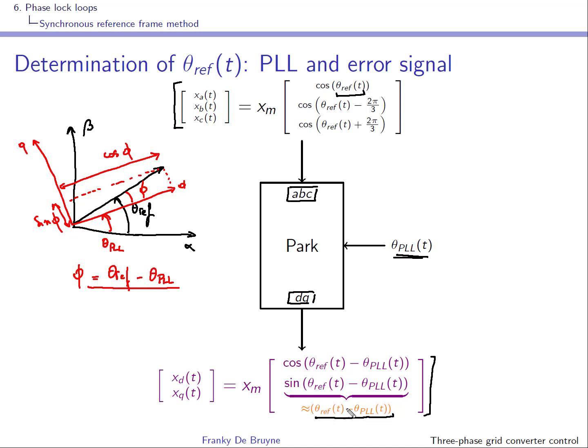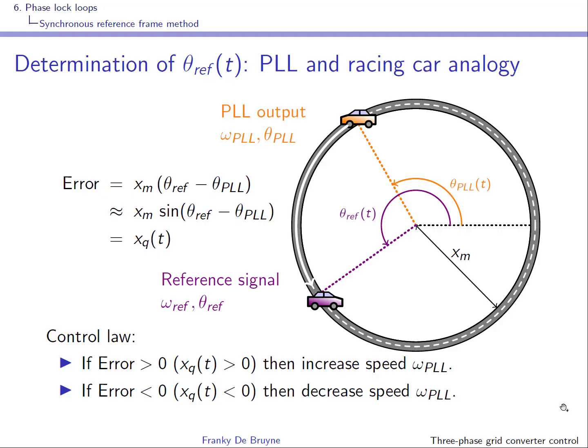Okay, it's the difference of the angles between the pace car and the race car times the radius of the track. Well, I now come back to my analogy. The pace car is now the reference signal, characterized by theta ref, and it has a constant speed omega ref. And the race car is the output of my PLL, described by this angle theta PLL and a speed omega PLL.